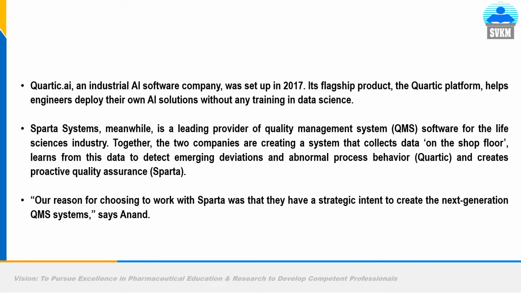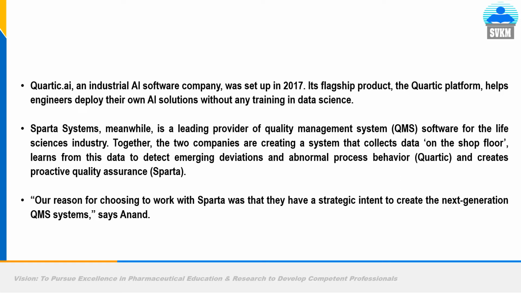So Quartic.ai is an industrial AI software company. It was set up in 2017. Its flagship product, the Quartic platform, helps engineers deploy their own AI solutions without any training in data science. Sparta System, meanwhile, is a leading provider of quality management system software for the life science industry, and pharma is one main part of the life sciences industry. Together, the two companies are creating a system that collects data on the shop floor, learns from this data to detect emerging deviations and abnormal process behavior, and creates proactive quality assurance.